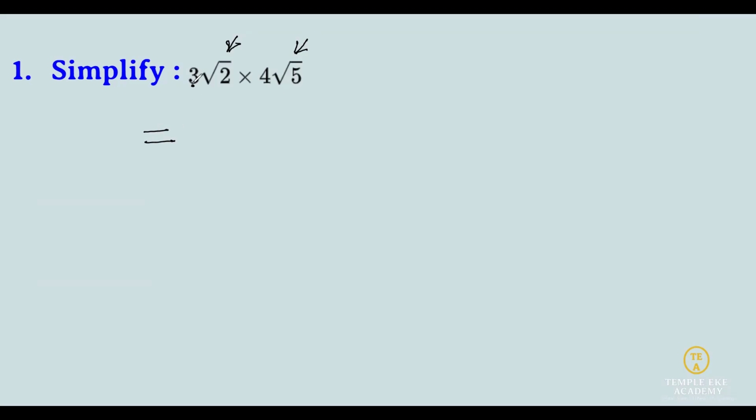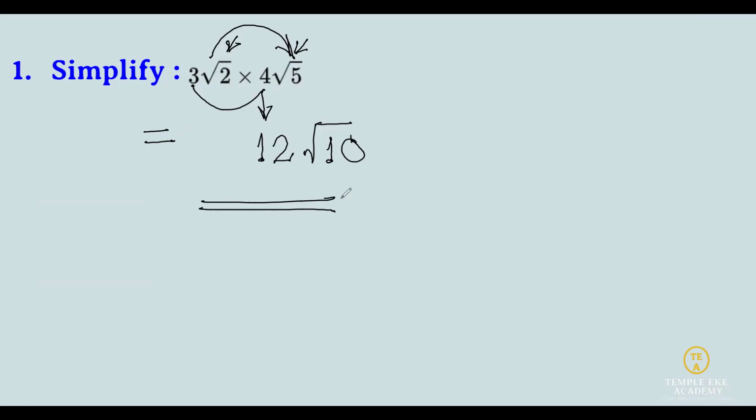Now, rational part for rational part. 3 multiplied by 4, we have 12. And now the irrational part, the surds, we go together. Square root of 2 times square root of 5. That is square roots combined. The product, 2 multiplied by 5, gives us 10. Our final answer. It's as simple as that. Very simple, yes.